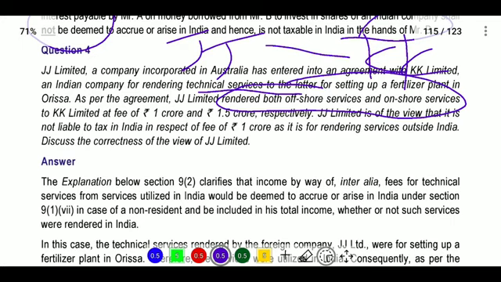So he is paying 1 crore and 1.5 crores. So totally he is paying 2.5 crores, that is for both offshore and onshore.